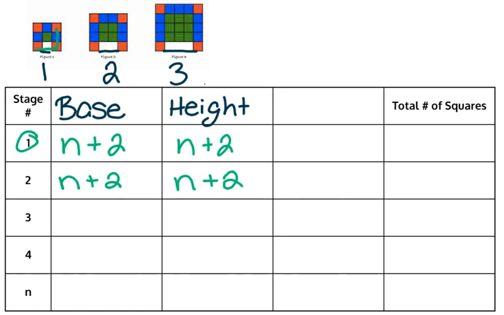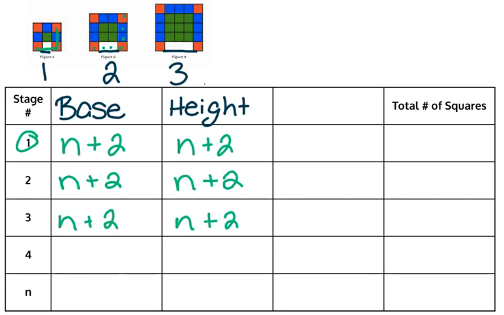So if we look at stage 2, my base is 4, 1, 2, 3, 4. Again, we're pretending that that white space has blocks filled in for right now, and my height is also 4: 1, 2, 3, 4. And the same is true for stage 3. Stage 3 is also n plus 2, and my height is n plus 2.